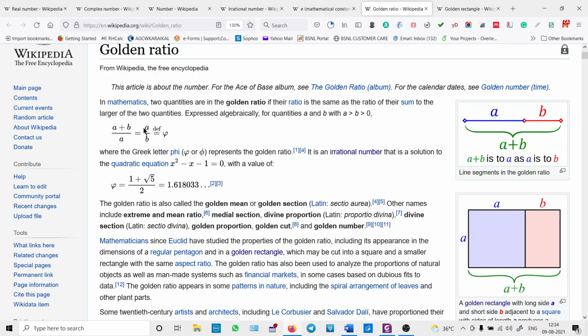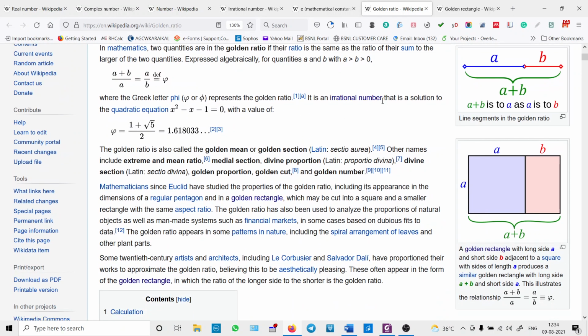Suppose among the two numbers A and B, A is greater than B. So what does the definition say? A by B must be equal to the sum of A and B divided by the larger number. If both ratios are equal, then that ratio is called the golden ratio, and it is an irrational number denoted by the Greek letter phi. It is the solution of the equation x squared minus x minus 1 equals 0, with the value 1.618033, that is 1 plus root 5 by 2, and this is the golden ratio.